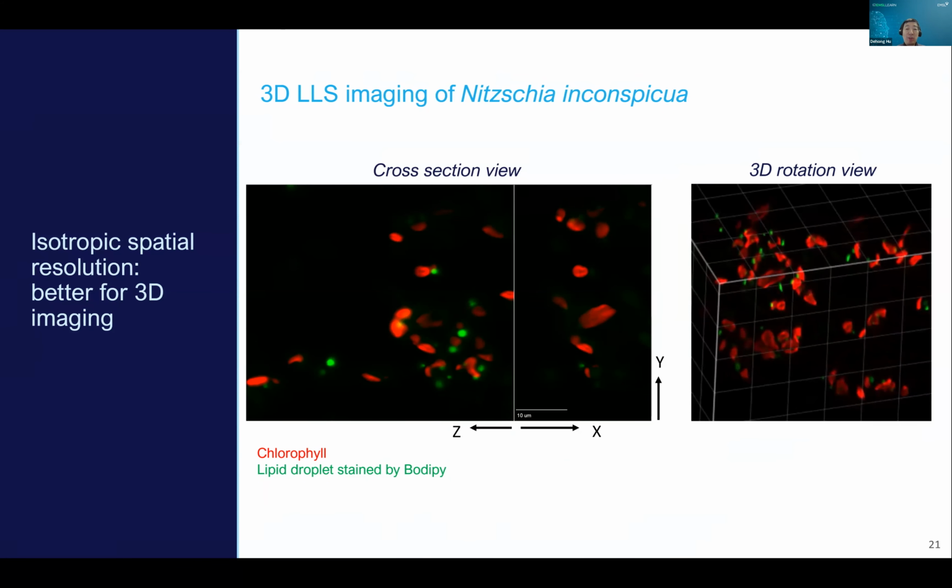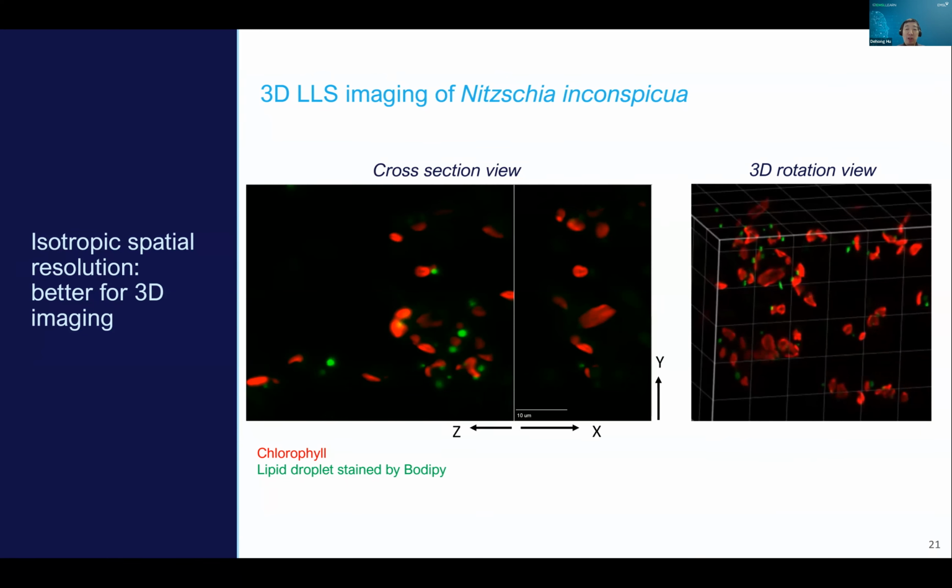So this is much better than the confocal microscope. For the confocal image, I don't want to show you the 3D rotation view since the Z resolution is poor. So you see, this is an example of 3D biological imaging. The lattice light sheet microscope is better than the confocal microscope.